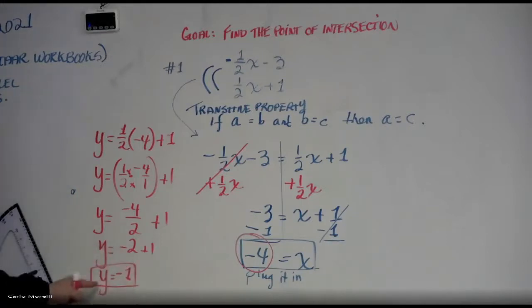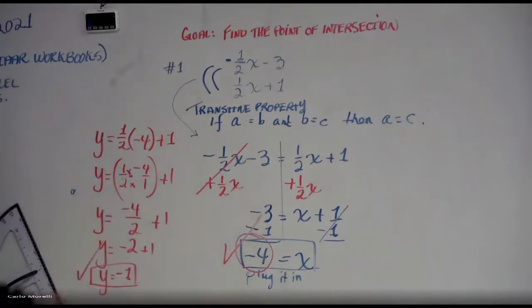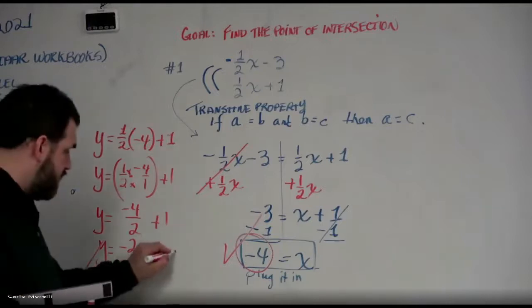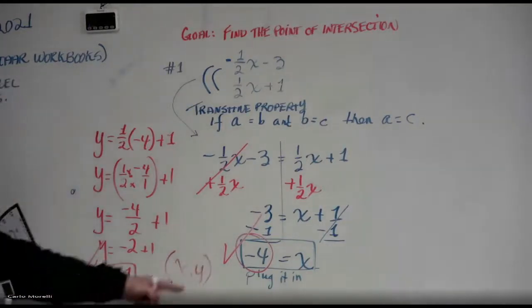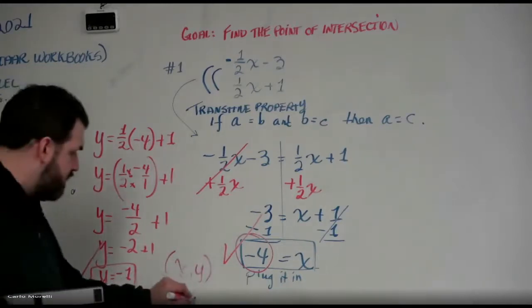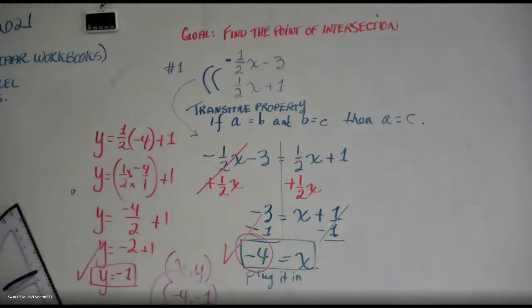So now I have found the y value. Now I have the x value, and I have the y value. My answer must be given in the form of a coordinate pair. So I do x comma y. So I put my x first, which would be negative 4, comma my y, which is negative 1. And that, ladies and gentlemen, is the answer to the question. Negative 4 comma negative 1.